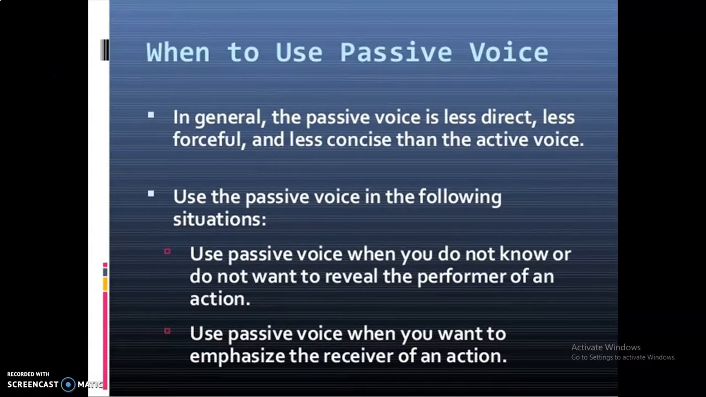When to use the passive voice? In general, the passive voice is less direct, less forceful, and less concise than the active voice. So use the passive voice in the following situations. Use passive voice when you do not know or do not want to reveal the performer of an action. Use passive voice when you want to emphasize the receiver of an action.